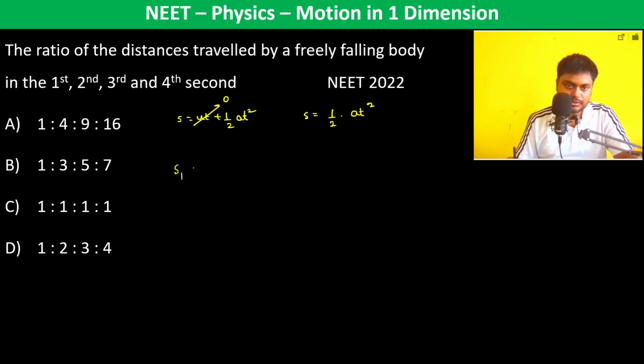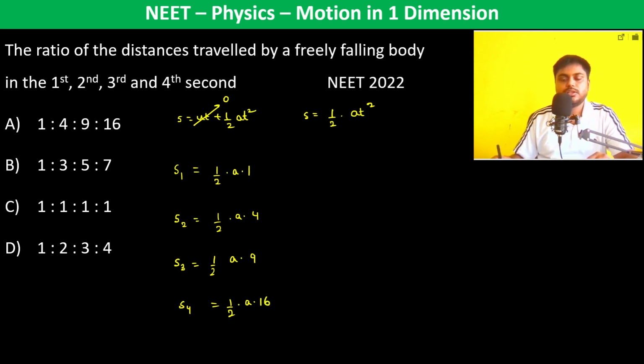Now s of 1 is going to be half of a into 1. So in 1 second that much has been traveled. In 2 seconds, half into a into 2 square, which is 4. Half into a into 9, and s4 is equal to half into a into 16. So therefore in the first second how much is traveled? A by 2. In the second second how much is traveled? So this minus this, so half into a into 3.